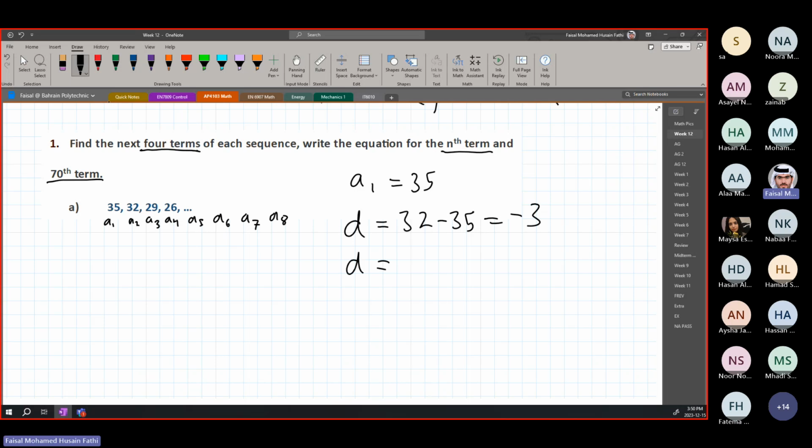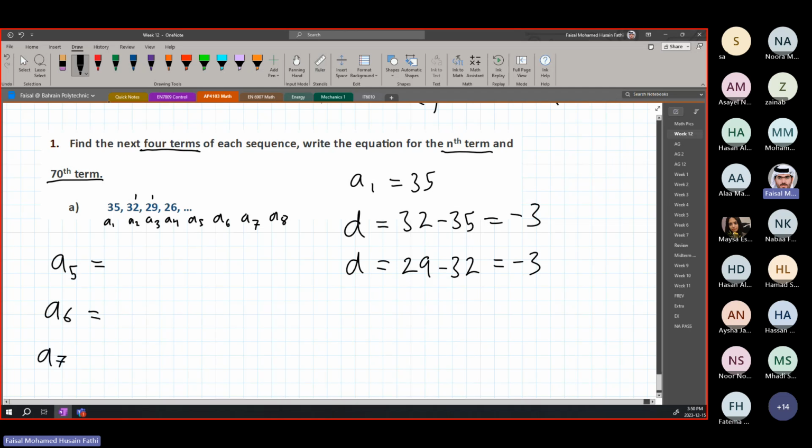Okay? We double check if the sequence is correct. We take these two values, for example, A3 and A2, 29 minus 32. It is also minus 3. So yes, this is an arithmetic sequence, okay? We know that. So we can apply all the equations we use for an arithmetic sequence. So we have our common difference, we have our A1, we can find any of these values. Now, A5 is going to be equal to something, A6 is going to be equal to something, A7 is going to be equal to something, and A8 is going to be equal to something.